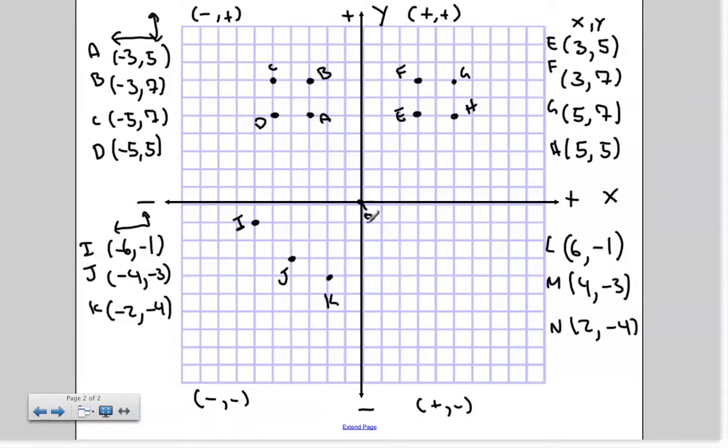And then our last ones, we have +6, -1. So 1, 2, 3, 4, 5, 6. And then down 1, -1. We have L, 4, 1, 2, 3, 4. Down -3, 1, 2, 3. M, and then N, we have 2, and then -1, 2, 3, 4. And we have N.